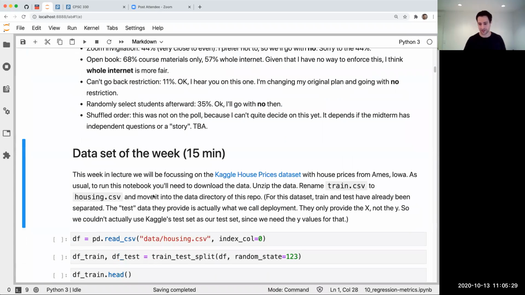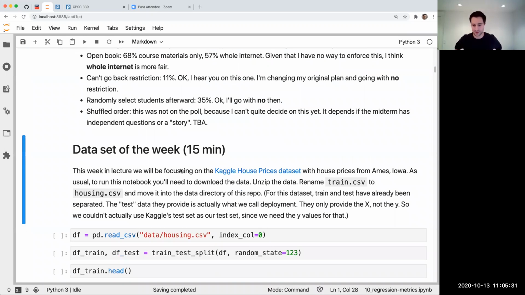The data set of the week. So the data set of the week is a house pricing data set from Iowa. You can, as usual, click the link and download it from Kaggle. We're just going to use the train.csv. What they call test.csv is actually deployment. They don't give any Y values there, so we're going to ignore that and just take train.csv.